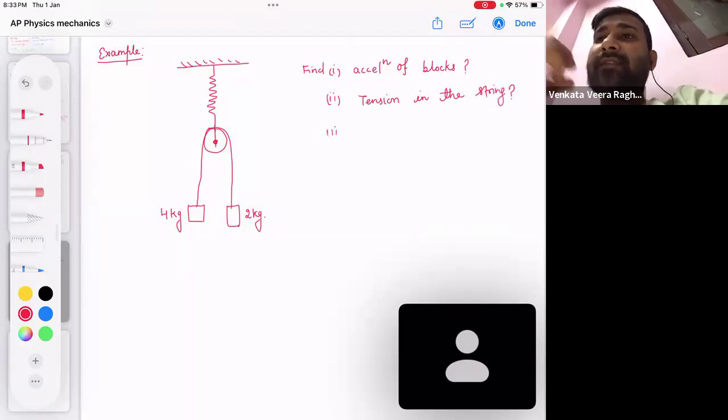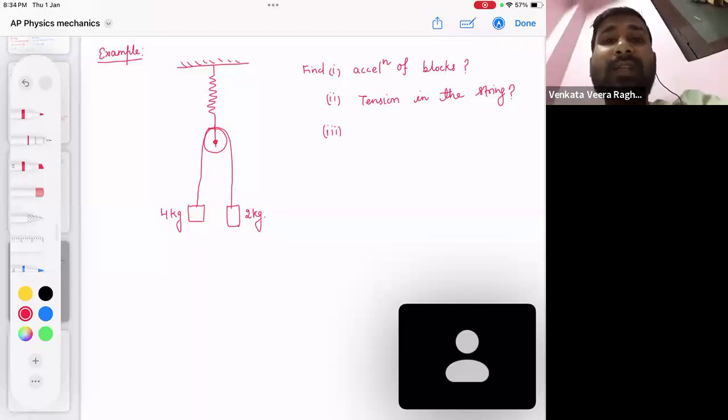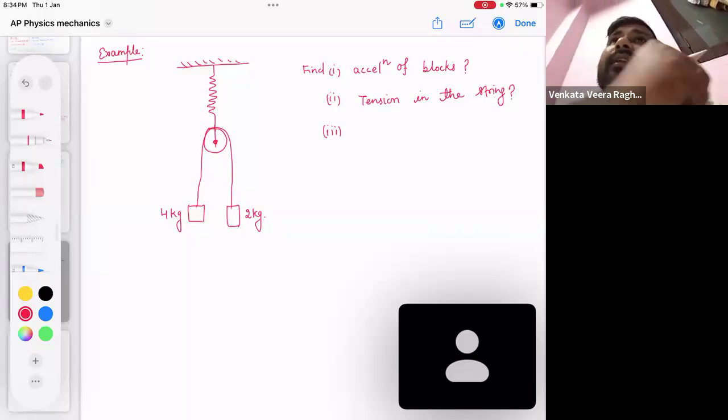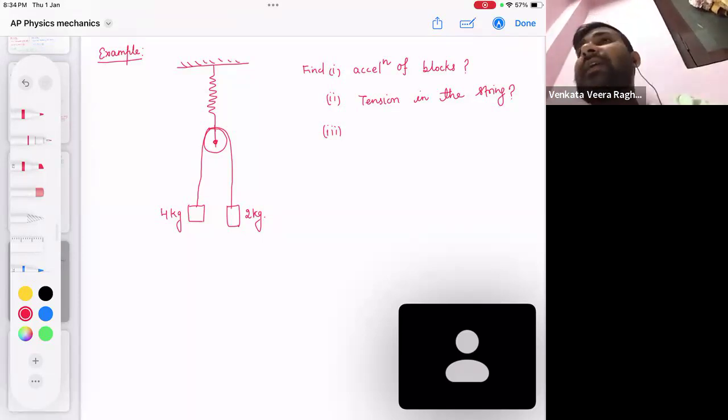the reading of the spring balance. Sometimes they will give a fancy word. What is the reading of this spring balance? Nothing but the spring force. What is the reading of a spring balance? Reading of a spring balance means what is the spring force developed in the spring. That is called the reading of a spring balance.